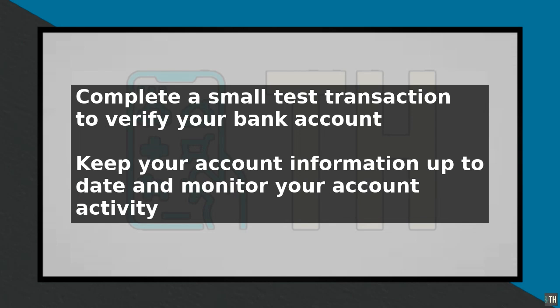It is essential to keep your account information up to date and to monitor your account activity regularly to prevent any potential issues. By following these steps, you can easily activate your bank account in Crypto.com and start using the platform to manage your cryptocurrencies. Remember to always follow best practices for account security, such as using strong passwords and enabling two-factor authentication to protect your account and your funds.